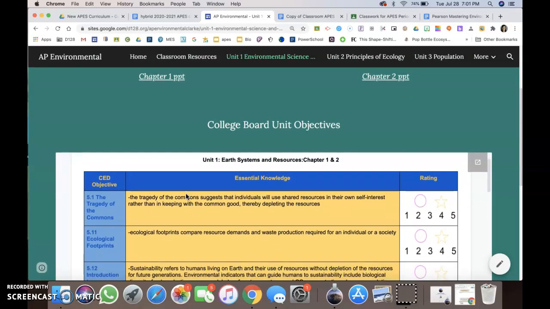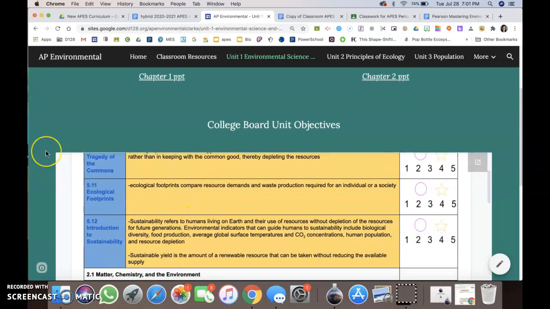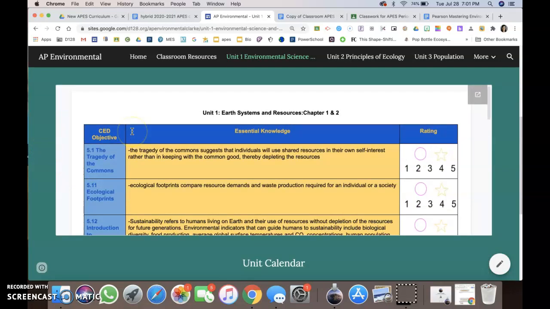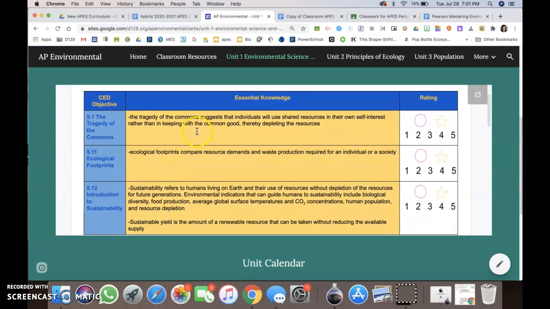So below that are the College Board objectives. Every unit has objectives from College Board that you should be able to have mastered with essential knowledge. So for instance, the Tragedy of the Commons, which is day 1 in this class, you need to be able to understand that shared resources, keeping a common good, depleting the resources, all that fun stuff. We're going to come back to these and rate yourselves before and after units as well.